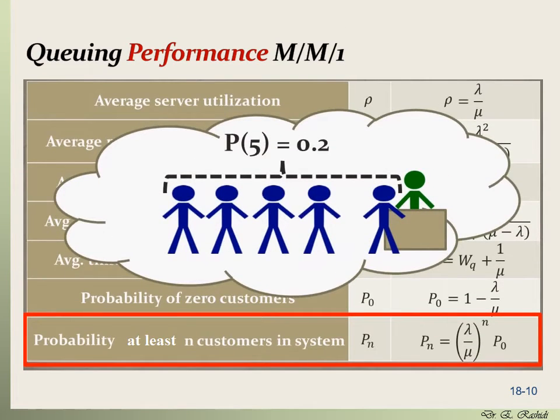And then we have the probability that there are at least n customers in the system. We show it by P sub n. P sub n is defined as lambda over mu, which is utilization, to the power n, multiplied by the probability that there is no customer in the system.